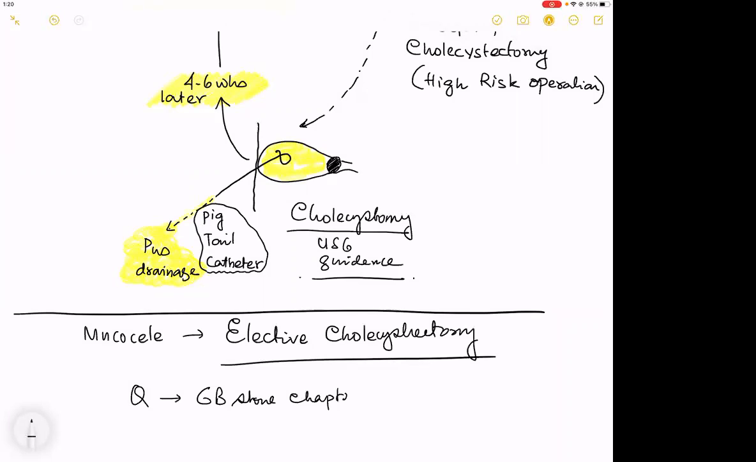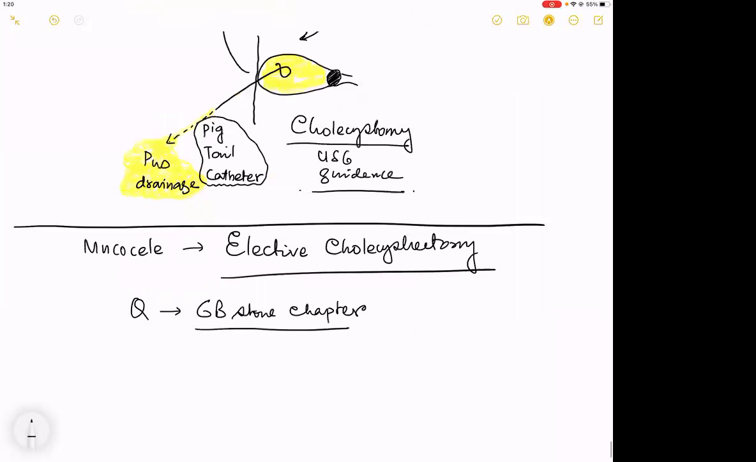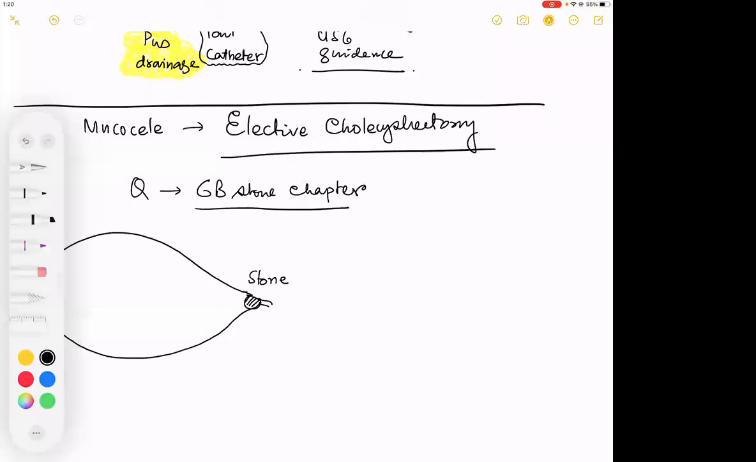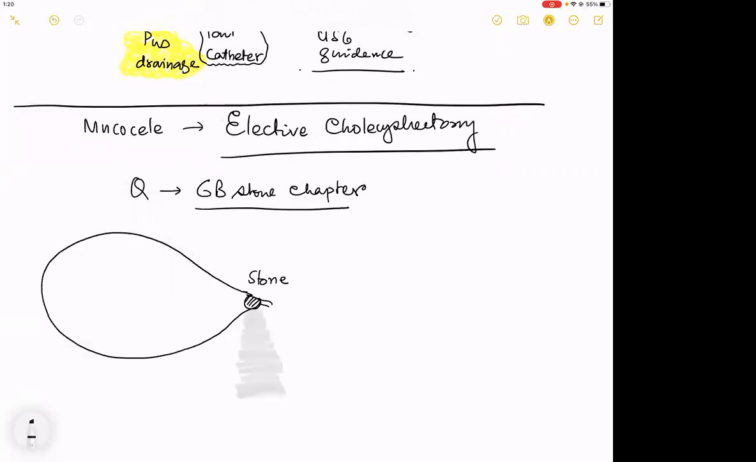What is the preoperative preparation? Except only one finding in a mucocele. If you do an ultrasound, this is the stone. Someone asked me, how do you identify a stone? Number 1 is hyperechoic. Number 2, acoustic shadow.